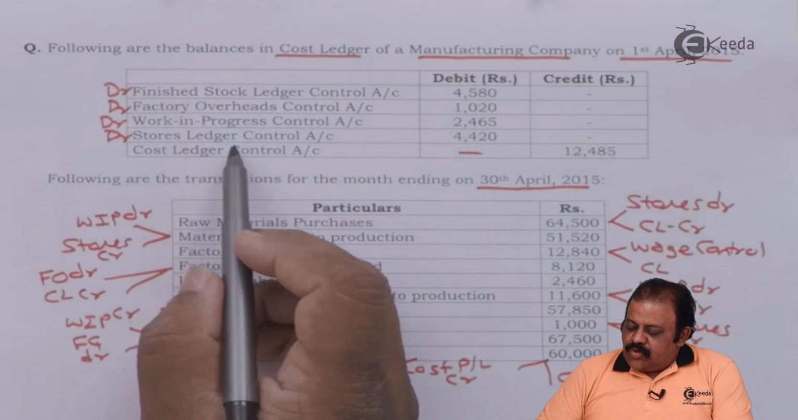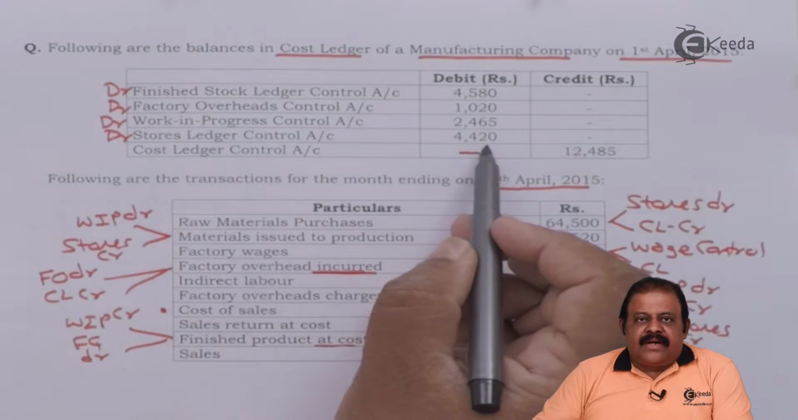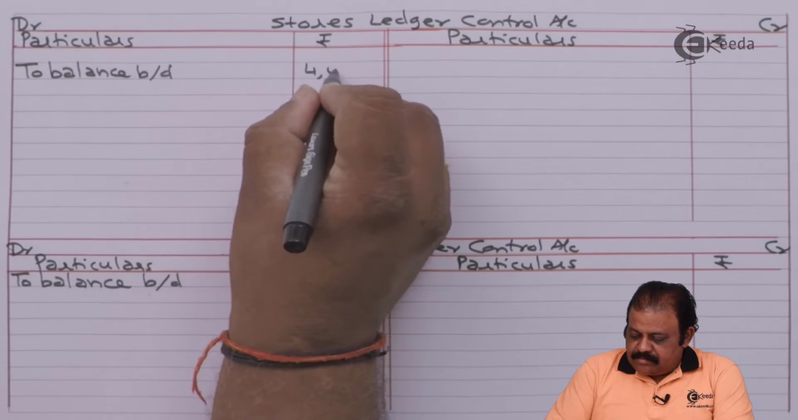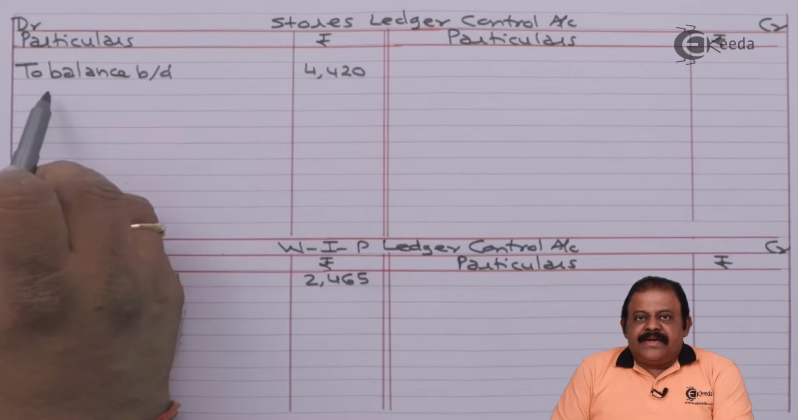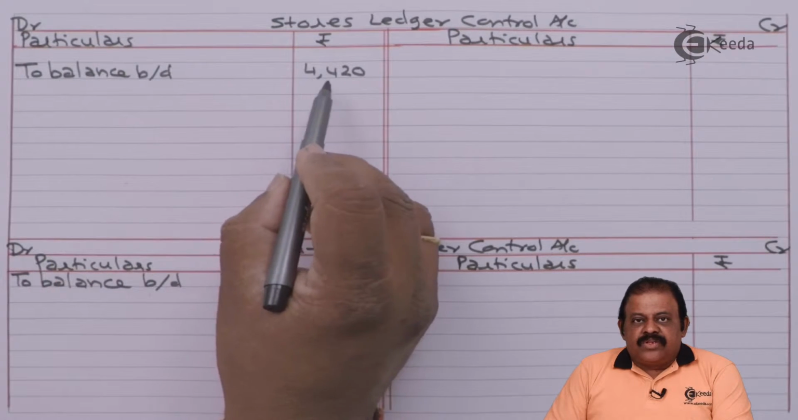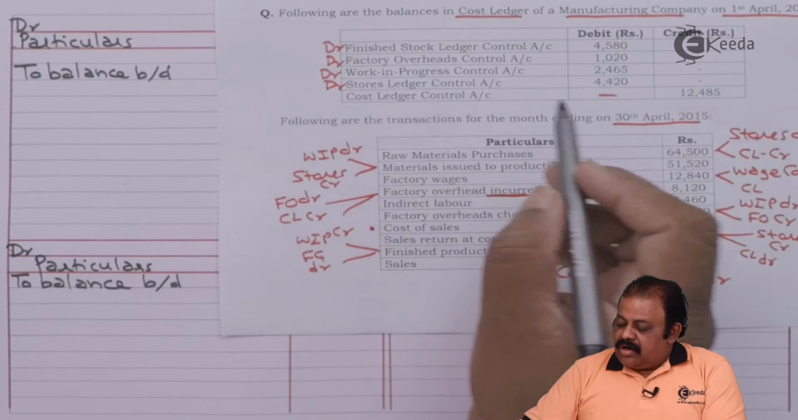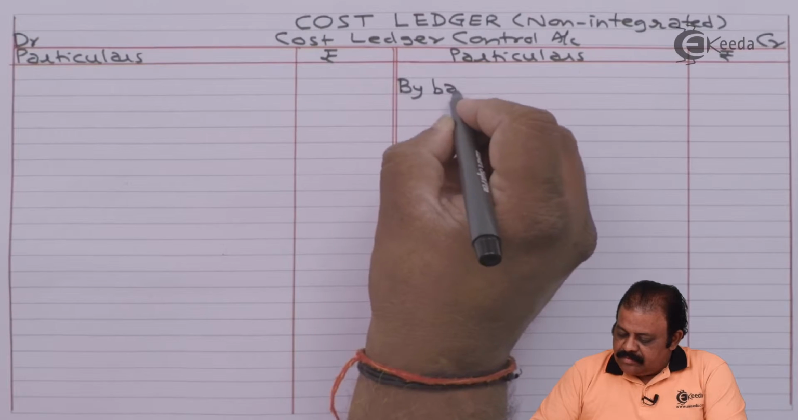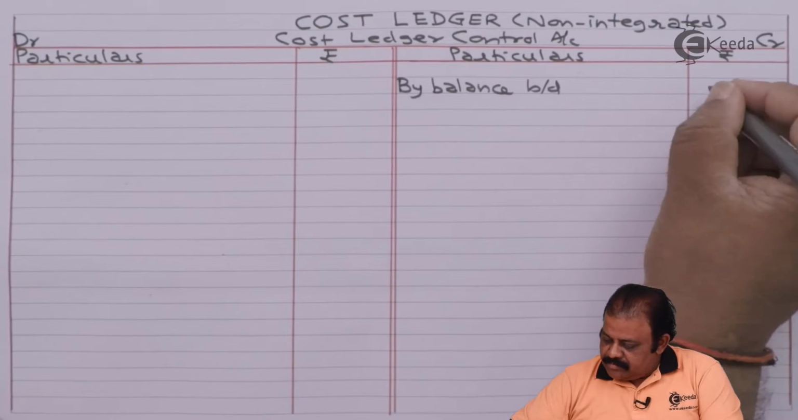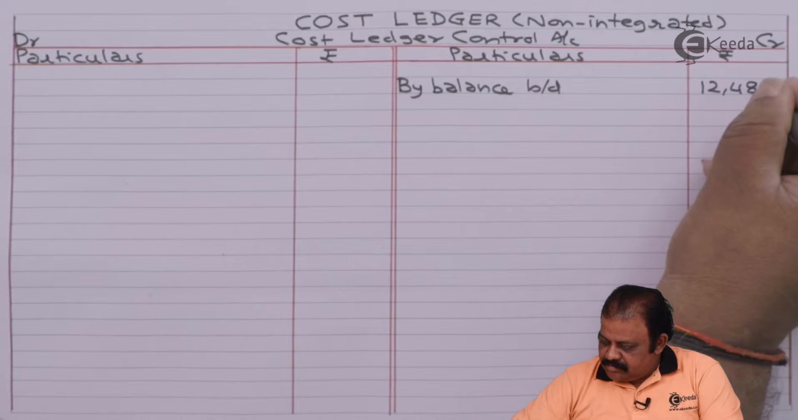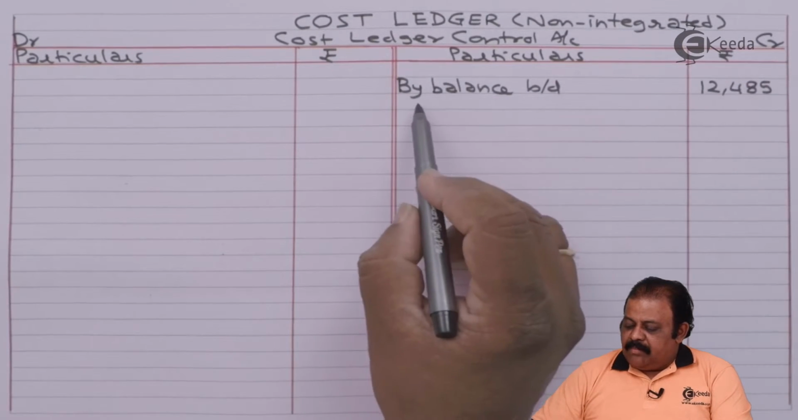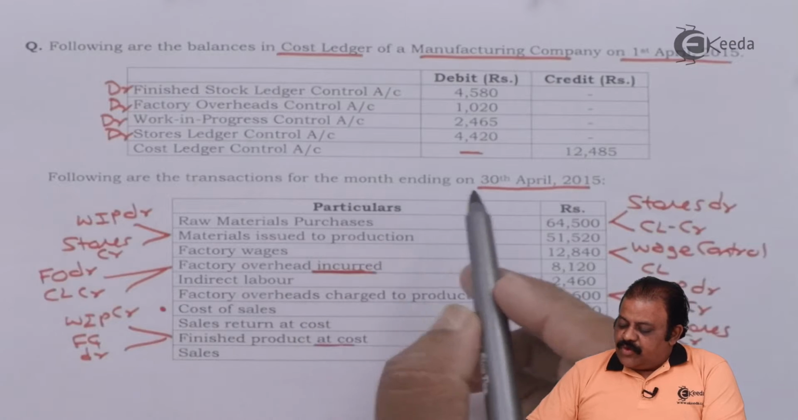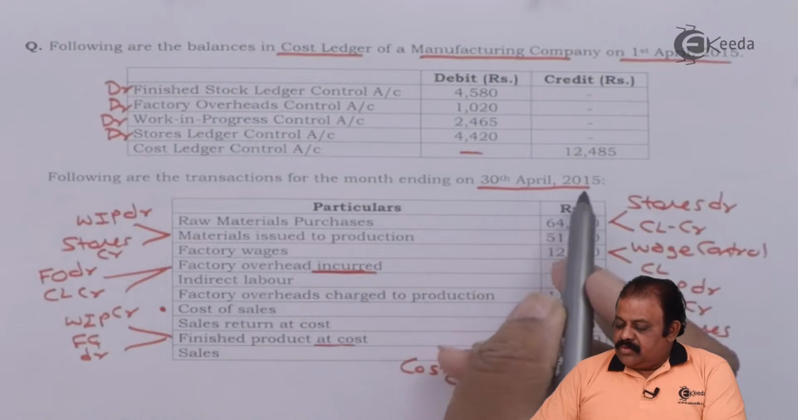2,465. Stores ledger control account 4,420. Stores ledger control account debit, to balance brought down 4,420. Cost ledger control account credit 12,485. Cost ledger control account credit by balance brought down 12,485. Following are the transactions for the month ending 30th April 2015.